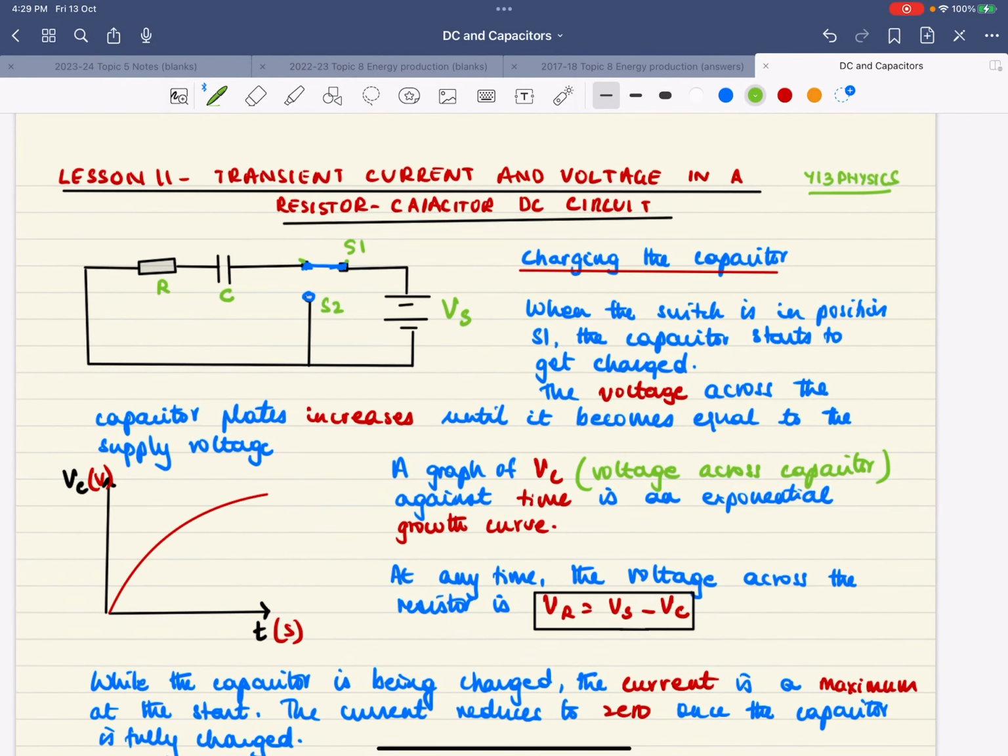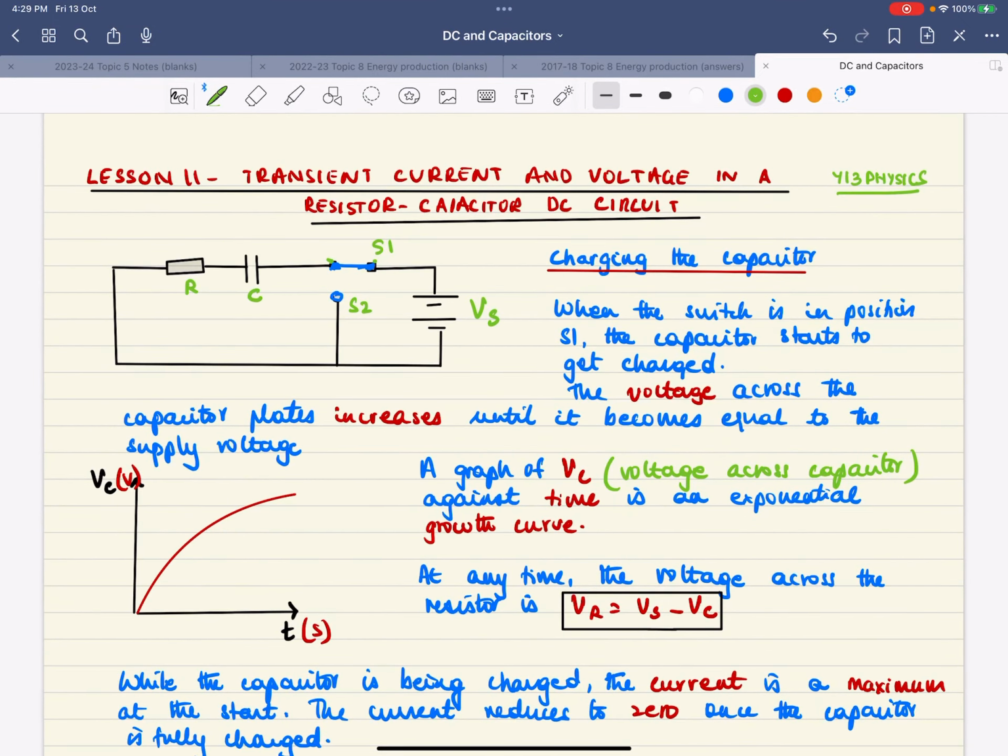Lesson 11 for Year 13 Physics. It's on transient current and voltage in a resistor capacitor DC circuit. So what do we have here? I've got a circuit here which has a two-way switch, a capacitor, and a resistor.